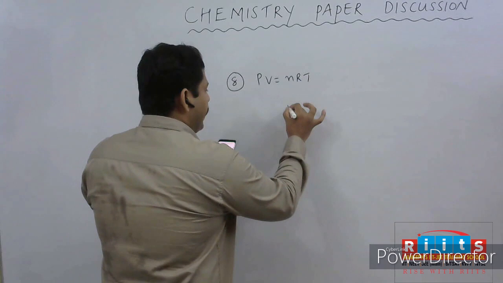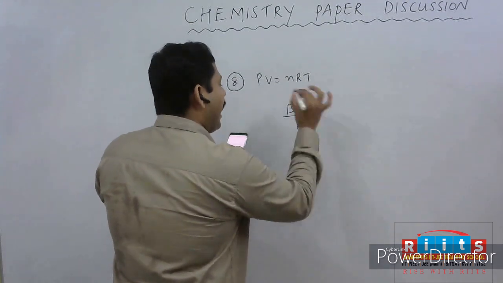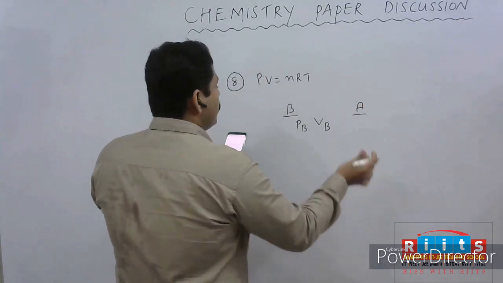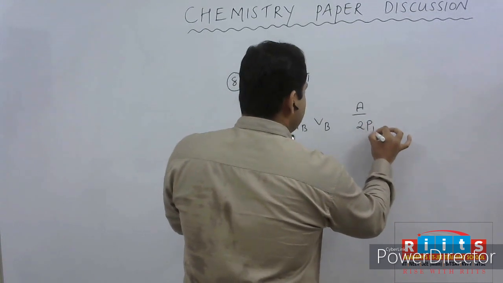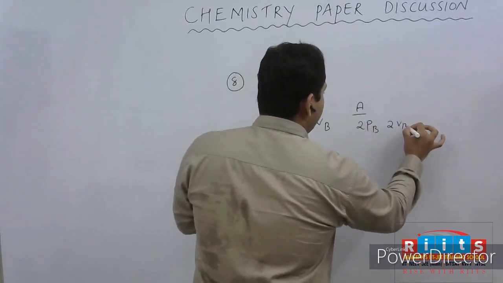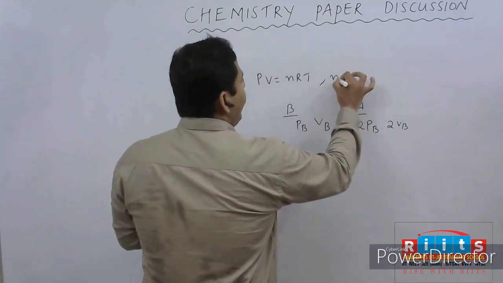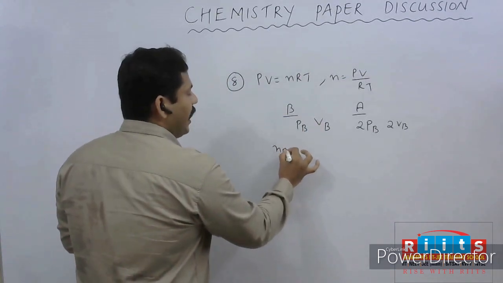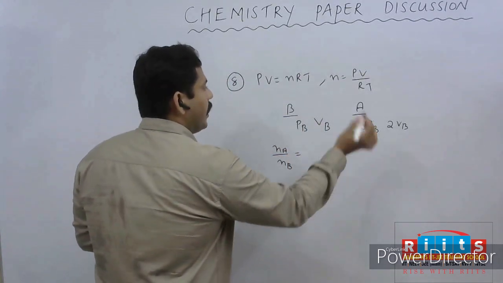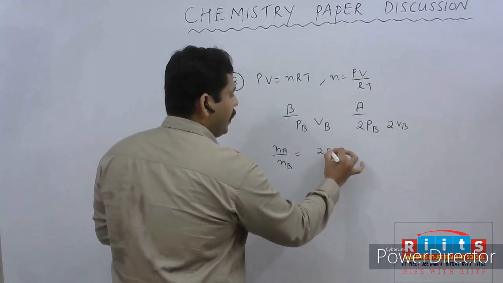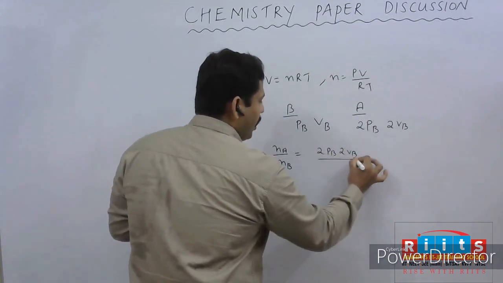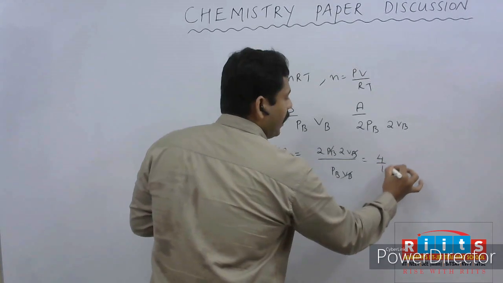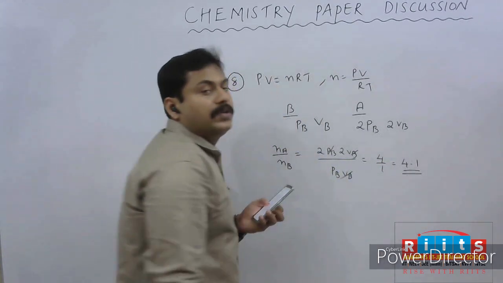Suppose for B, I am taking the pressure PB and the volume VB. Then what about A? They are telling us the pressure of A is twice, so for A it is 2PB, and here also it is 2VB, right? So n is equal to PV divided by RT. Let me find the value of nA divided by nB. So nA is 2PB into 2VB, divided by PB and VB. The ratio will be 4 by 1, that is 4:1 only. So this is the correct answer, right?